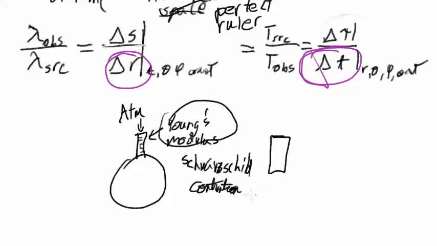And then if Schwarzschild contraction is there, then the difference in the wavelength of the photon due to the gravitational field would be undetectable. If the Schwarzschild contraction is not there in the ruler, then the difference in the wavelength of the photon due to the Schwarzschild metric would be observable.